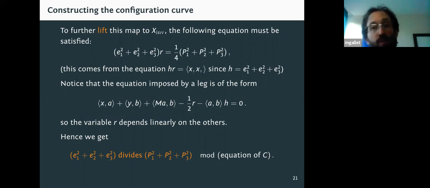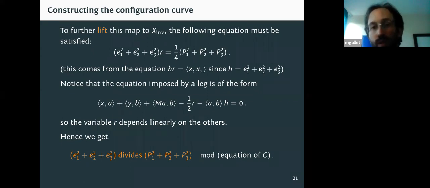But then, once we have constructed this map, we need to lift it to the original XINV. In order to do so, we have the E coordinates, for which it is easy to construct the MIJ coordinates, and from the P and Q coordinates it is easy to construct the X and Y coordinates. So what is left is the R coordinate.